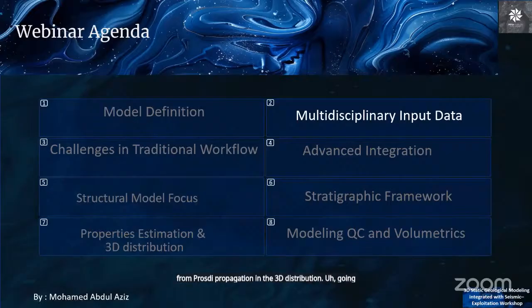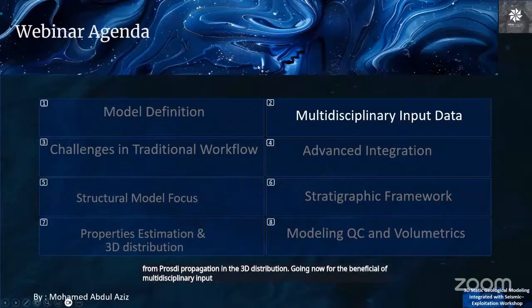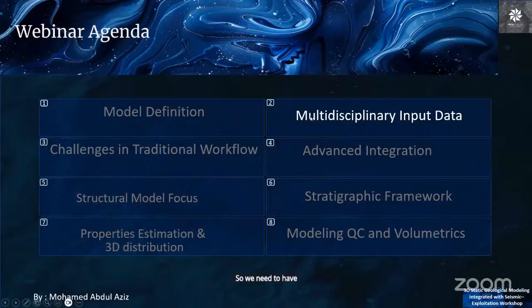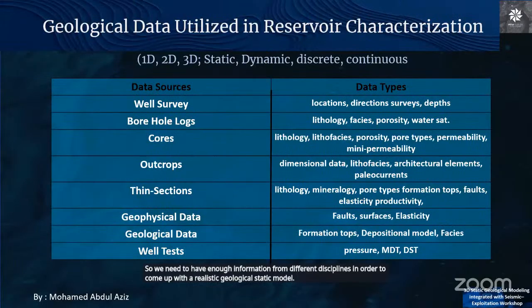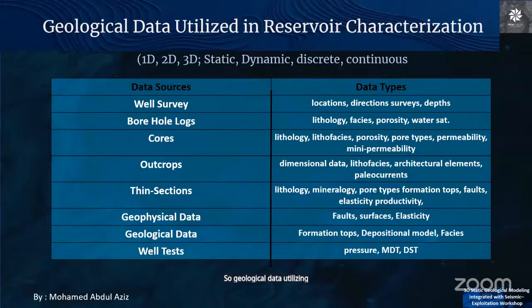Now going to the benefit of multidisciplinary input data, because this is the input data we need. We need to make it reliable, matching with the geological sense. This is the most important. We need enough information from different disciplines to come up with a realistic geological static model. So for geological data utilized in reservoir characterization, you have different data sources.